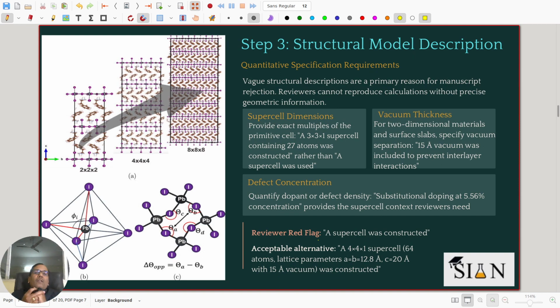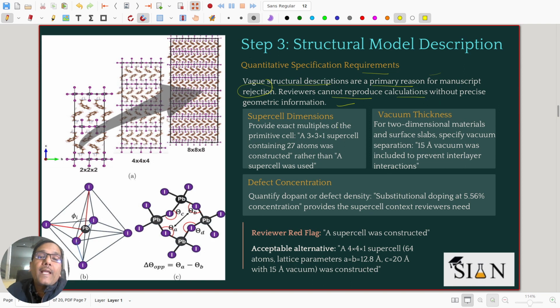Now the structure model description is step number 3. Again, this is the quantitative specification which is required to complete the method section. Vague structure descriptions are a primary reason for manuscript rejection. Reviewers cannot reproduce calculations without precise geometrical information. So give the precise geometric information.